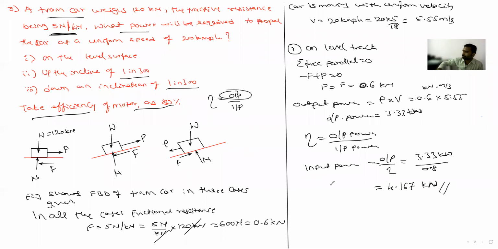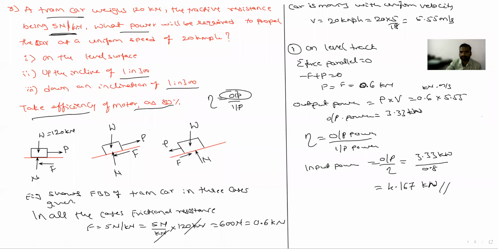Okay, those who have completed, try for up the plane, inclination, up the plane. What will come into picture? Up the plane, so take the summation of forces parallel to the plane. Now P is there, F is there, then there is the weight of the body in the downward direction. So calculate now. P is the same, F is there, and weight you have to consider now. Up the plane.